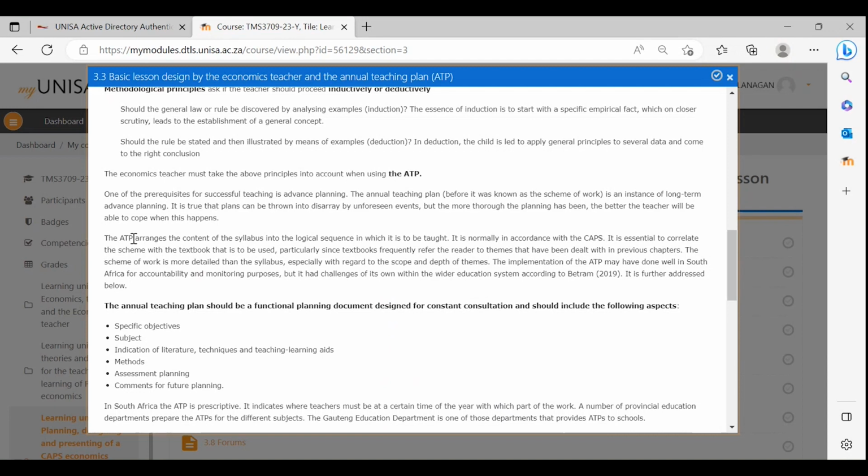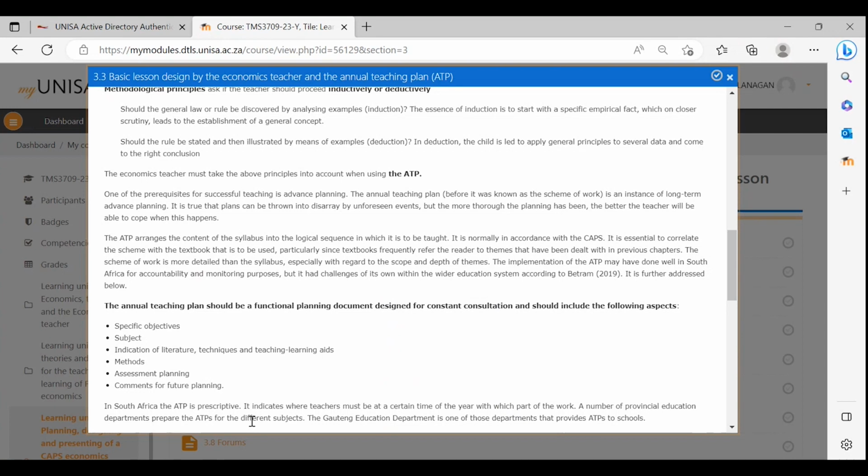The ATP arranges the content of the syllabus into the logical sequence in which it has to be taught. And it says here the annual teaching plan should be a functional planning document designed for constant consultation and should include the following aspects: the specific objectives, the subject, literature, teaching aids, methods, assessment planning, and comments for future planning. This is very important. In South Africa, the ATP is prescriptive. In other words, you must do what the ATP is telling you.